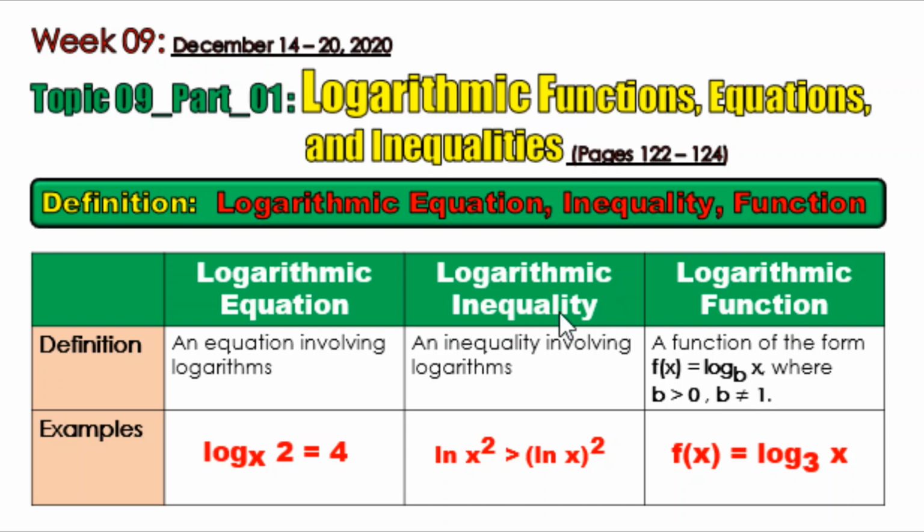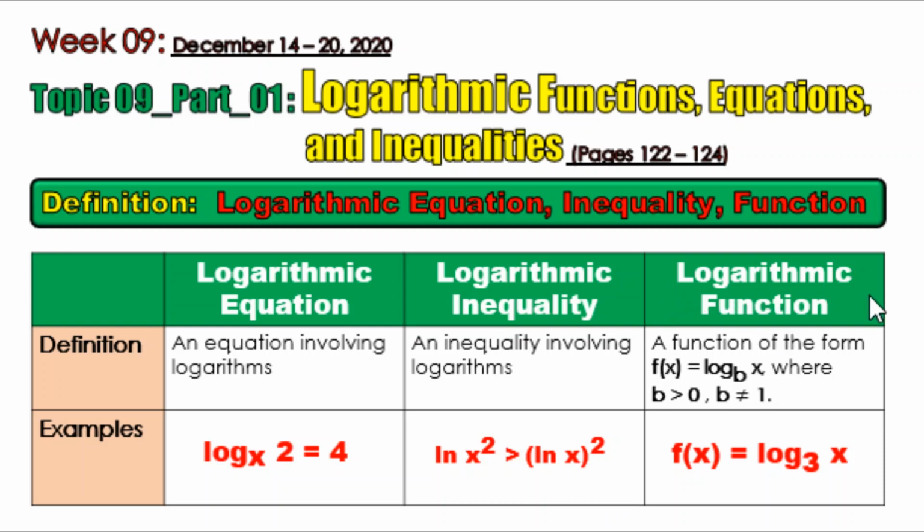Second is logarithmic inequality. It is an inequality involving logarithms. An example of that is ln x squared is greater than ln x quantity squared. This one involves logarithms, and we have the inequality sign greater than, and it only involves one variable, which is x. So that is a logarithmic inequality.